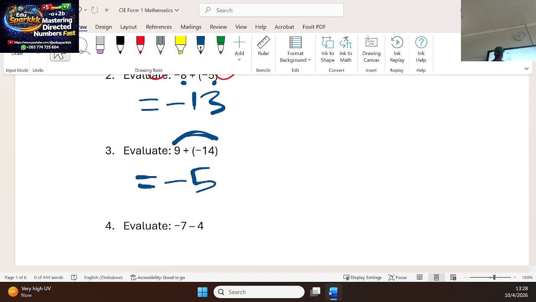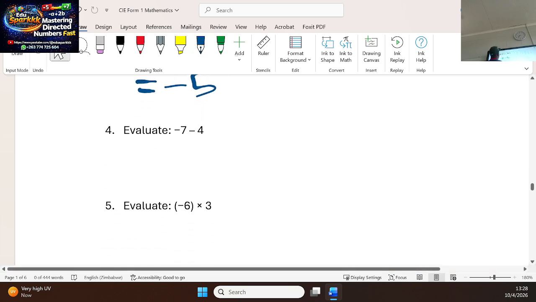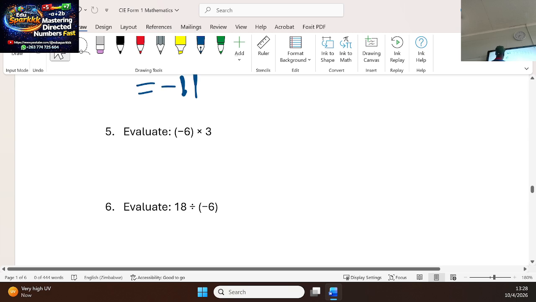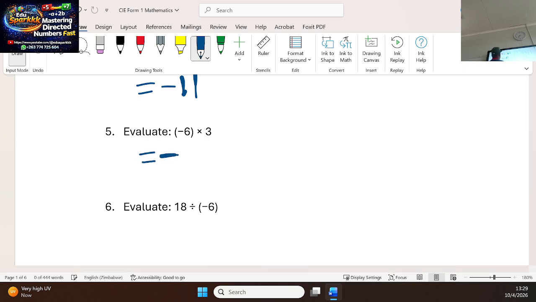Then I'm moving to number 4: -7 plus -4. We've got common negative signs, so our result is negative. It's more like we are adding 7 and 4. It gives us 11. So our result is negative 11. Then next is -6 times 3. Here is a product and our signs are not the same, so it'll give us a negative result. 6 times 3 is actually 18.